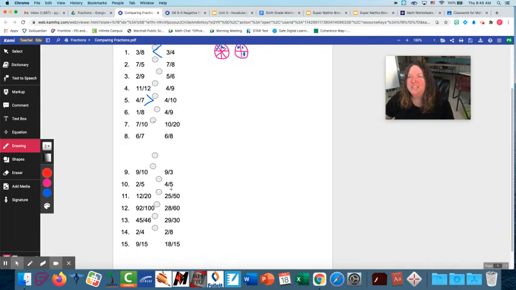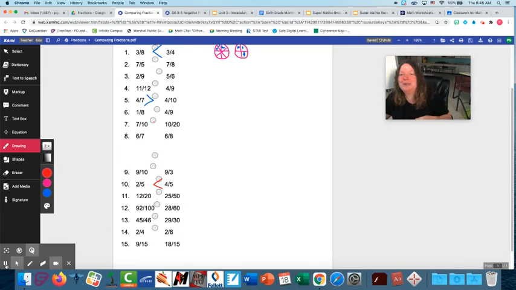2 fifths and 4 fifths. The same denominator strategy. They're both cut into fifths. They're both cut into 5 equal pieces. Is having 2 out of those 5 or having 4 out of those 5 more? You might be able to see why that's an easier one, because having 4 pieces the size of fifths is just bigger than having 2 pieces the size of fifths.